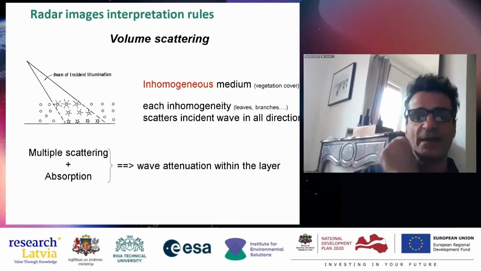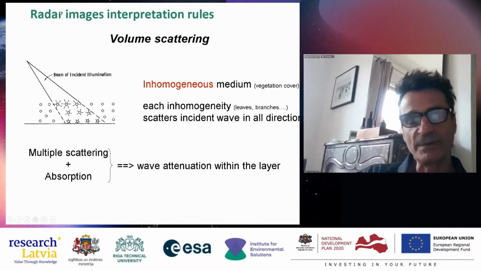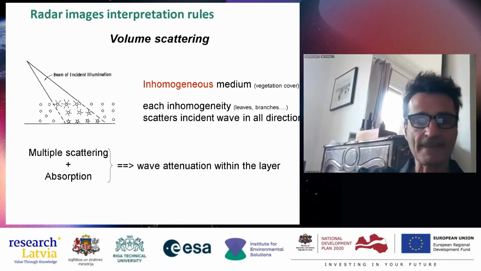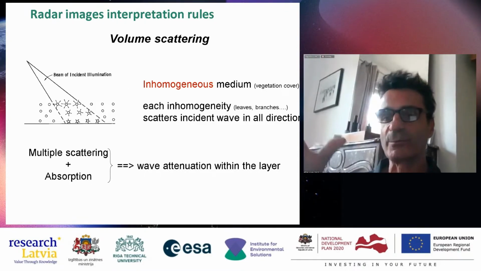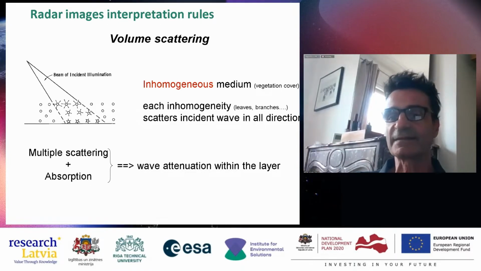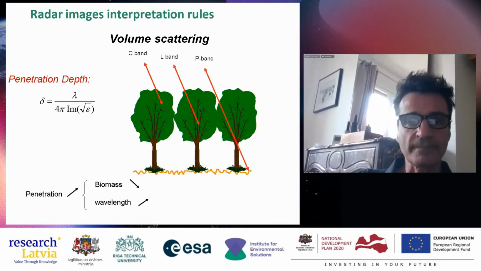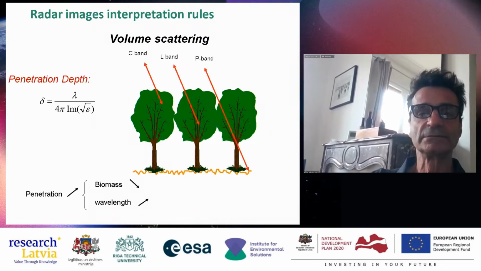Over vegetation, it's an inhomogeneous medium, and the wave interacts with all the individual scatterers. What is a scatterer? A scatterer is the smallest object that interacts with the wave. And in general, a scatterer has the same size or larger than the wavelength.